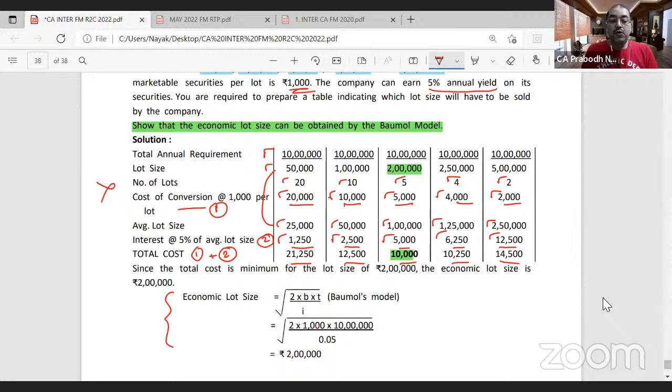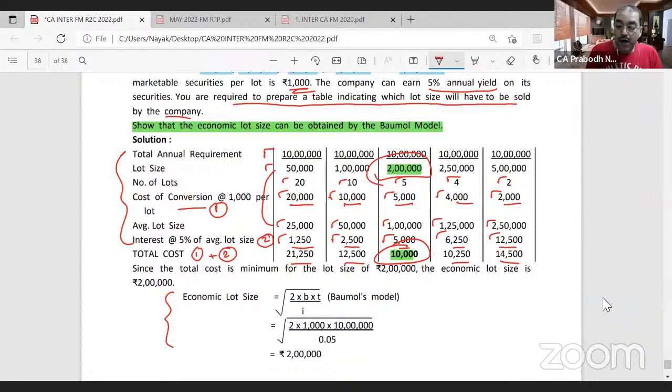They are saying you are required to prepare a table indicating which lot size will have to be sold by the company. So this is the first part of the question. And once you get that figure over here as 2 lakhs and 10,000 here, you have to prove that with the help of Baumol's model.